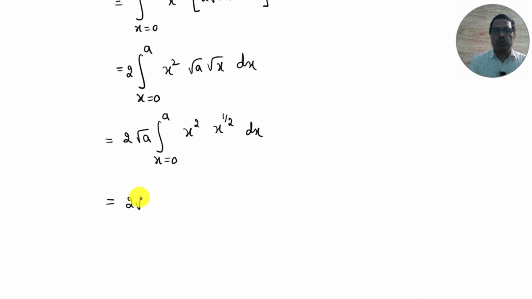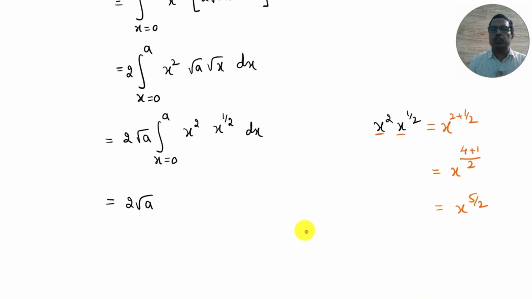So it is 2 root of a, so it is x square into x power of half. Since the bases are the same, x is the base, then powers can be added. So 2 plus half, which is nothing but x power of... 2 plus half will be how much? If we take the LCM as 2, 2 times 2 will become 4, 4 plus 1, which is nothing but x power of 5 by 2.